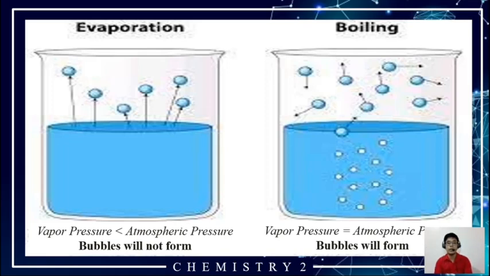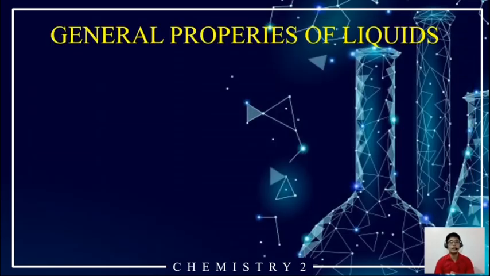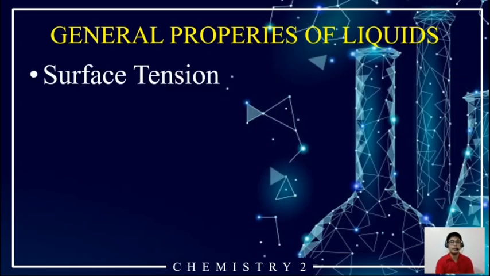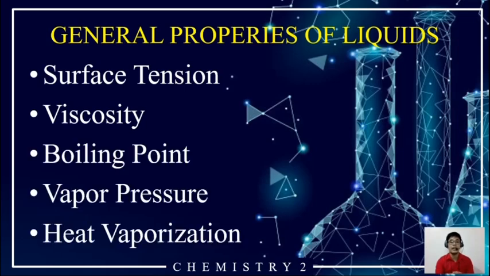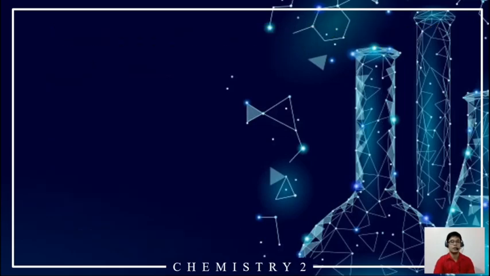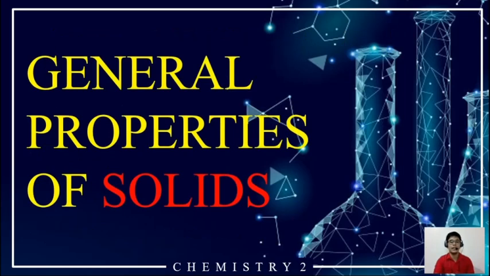While kung magiging equal naman yung vapor pressure at yung atmospheric pressure, okay, so under the boiling, magko-form yan ng bubbles. At the same time, mas magiging mataas yung chance na ma-break natin yung intermolecular forces of attraction because equal yung vapor pressure and atmospheric pressure. And those are the general properties of liquids. And let's just have a recap. Okay, so general properties of liquids, we have surface tension, viscosity, boiling point, vapor pressure, and heat of vaporization. So we're done with the general properties of liquids, and now let's have the general properties of solids.